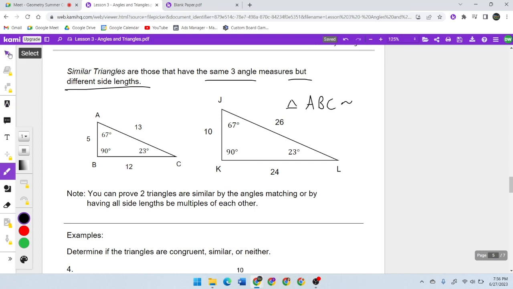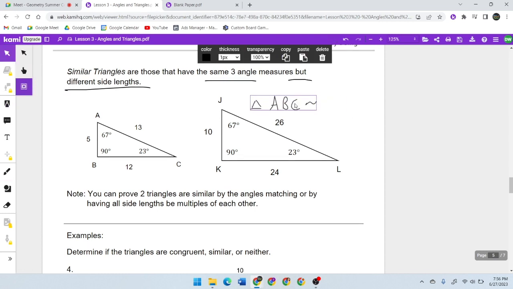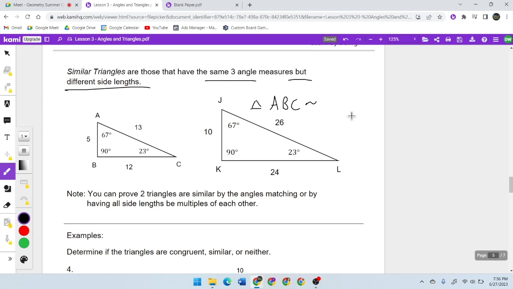And I ran out of room, so let me move it over a little bit so I can finish writing that. JKL. Go ahead. So you're saying that triangle ABC is similar to triangle JKL. Exactly. Because the angles are all the same.